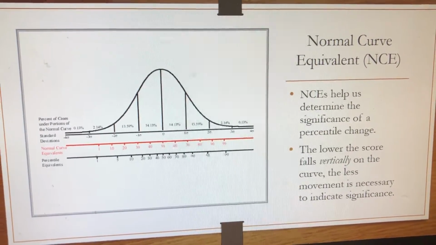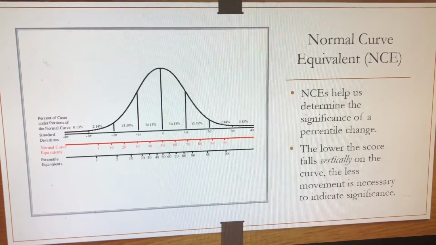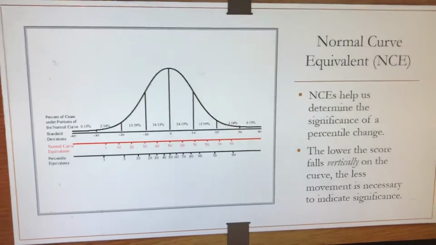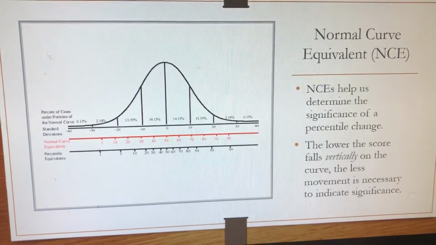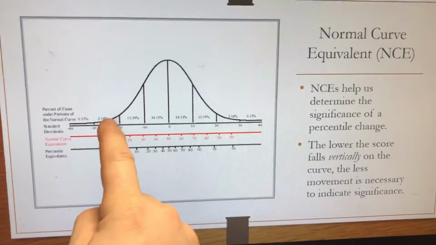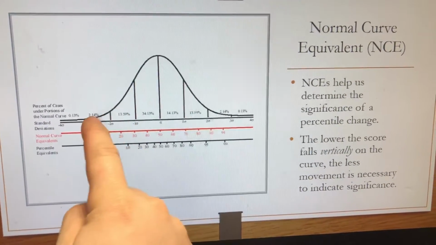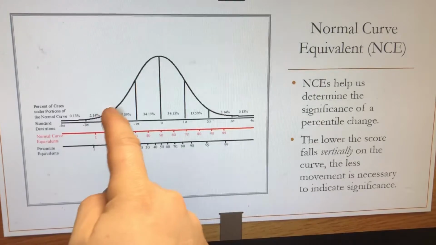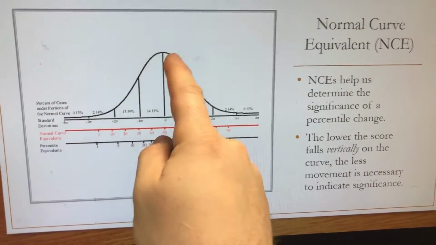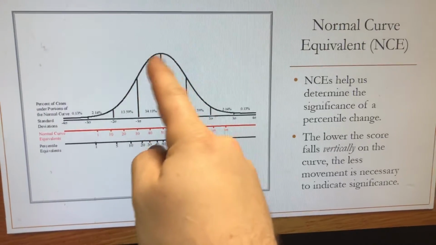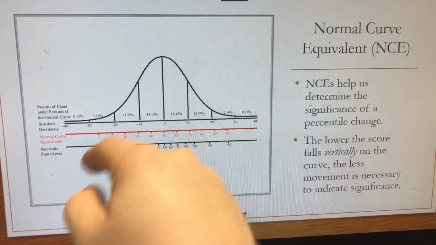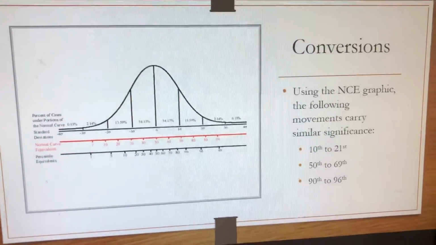So this is kind of going back to my rubber band point. The lower the score falls vertically on the curve, the less movement is necessary to indicate significance. Meaning that if I'm down here, the amount I move is much more significant than if I move around in here, because everybody's score is clustered up here, for the most part. Lots of people are in this range in here. Lots of people. I'll give you some more quantitative examples.